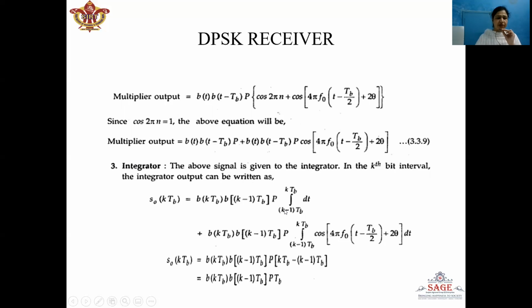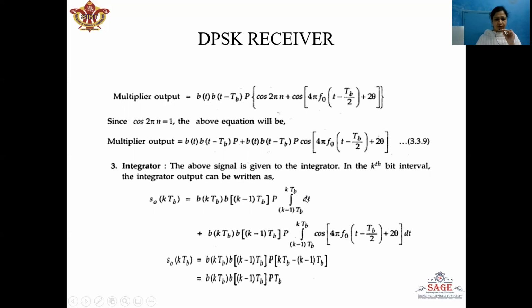Now, when it is given to the integrator, it will sum up for one bit duration from (k minus 1)Tb to kTb. This output is represented as S0(kTb). Now, it is written as integration of both the terms between (k minus 1)Tb and kTb. The second integral will give the value 0 because the cosine function is integrated over an integral number of cycles. So the positive and negative values will cancel each other and the value of the second integral will be 0. So we are left with only the first integral.